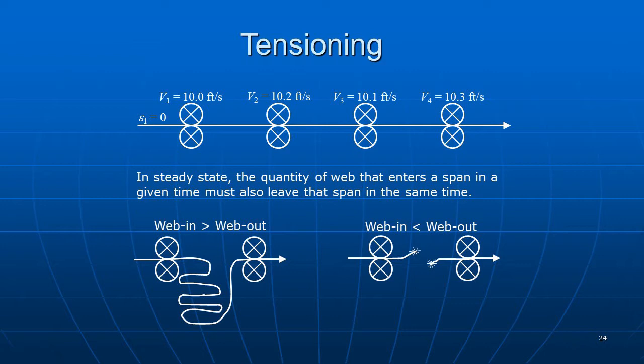What we know is in steady state, web will run through a line and do that for hours on end, hopefully. What does it mean to be in steady state? Well, what it means is that the web entering a span in a given length of time is matched by an equal quantity of web that's leaving the span in the same length of time.